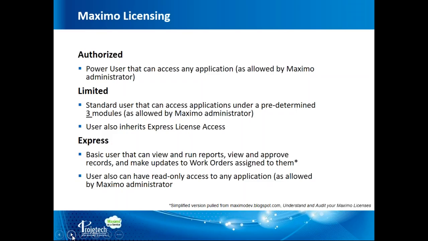Express license is extremely basic. They can view and they can run reports. They can view and approve records. And then they can also make updates to work orders that are specifically assigned to them. The assigning of the work order is determined per company, but once you do that, you just do a little bit of customization to make sure that the signature options are only available when they are the owner.